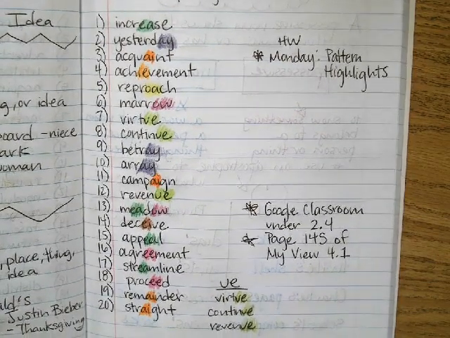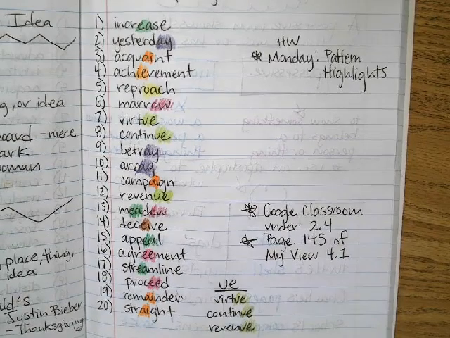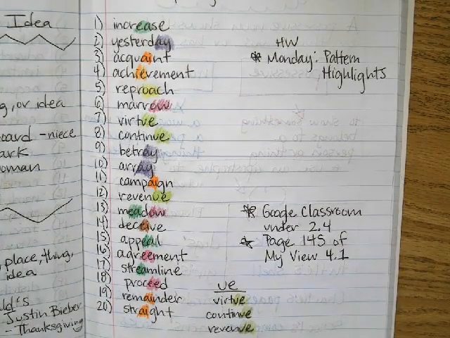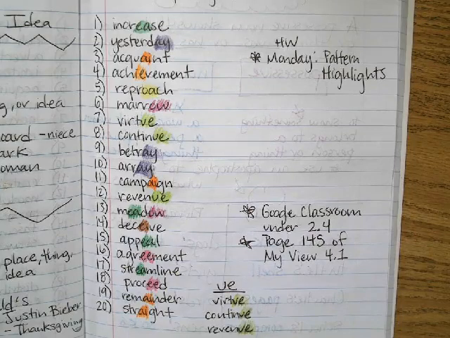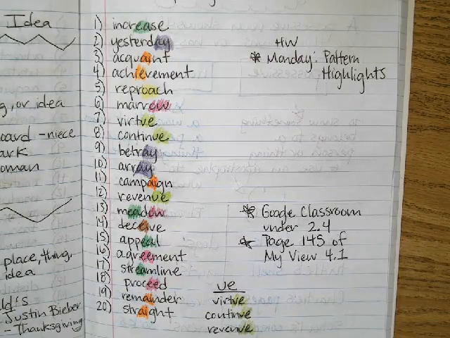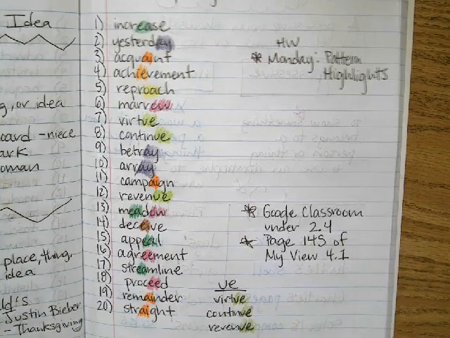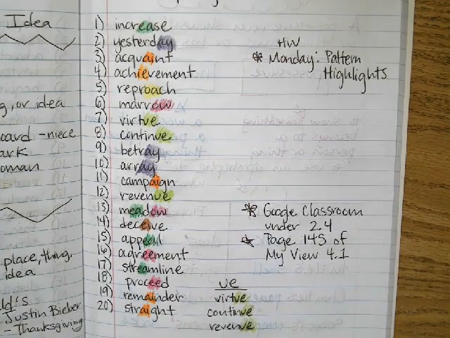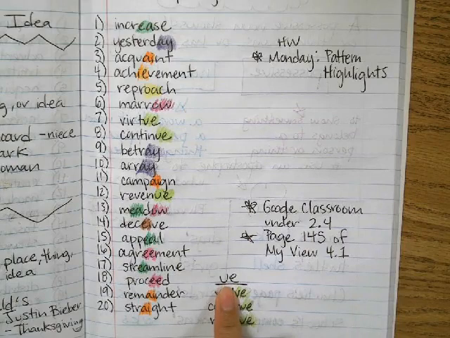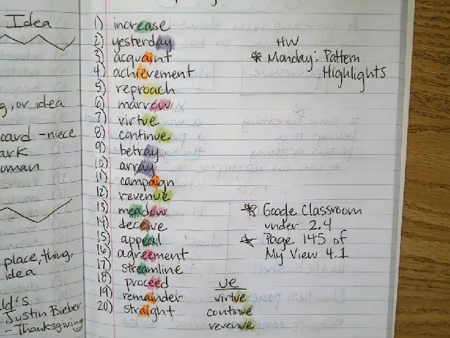We have increase, yesterday, acquaint, achievement, reproach, marrow, virtue, continue, betray, array, campaign, revenue, meadow, deceive, appeal, agreement, streamline, proceed, remainder, and straight. So these are words that have vowel digraphs. They have vowel teams, which means they have two vowels right next to one another. That's why we highlighted them.